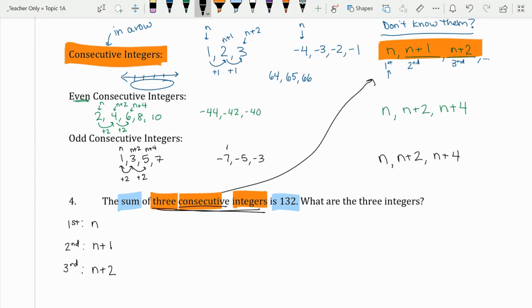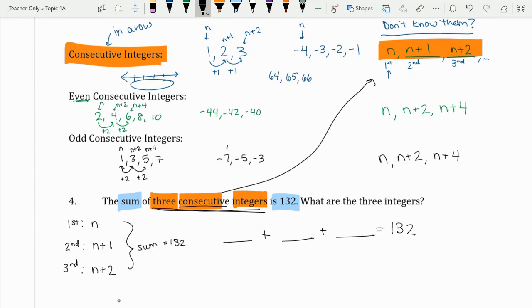So now that I have it labeled, I'm going to go back and read the other part again and make sure I would set up my equation the right way. So the sum of these is 132. So all of these, we're going to take the sum and say that is 132, which means we're going to add together 3 numbers to get 132.